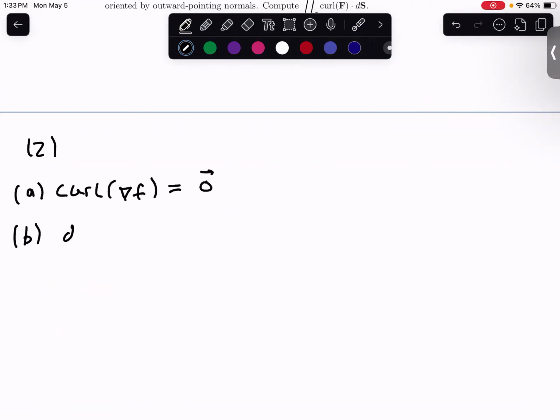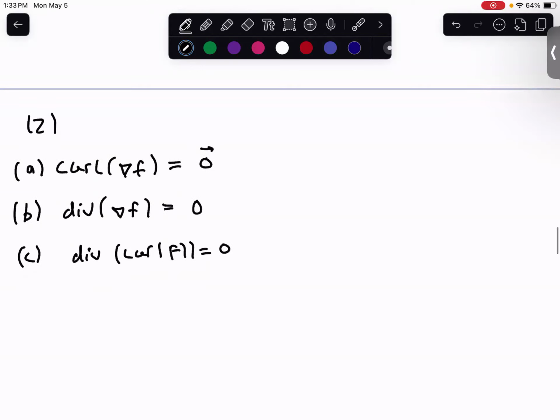For part B, it's asking you about the divergence of the gradient of f. It wants you to determine if this ends up being equal to 0. For C, we're looking at the divergence of the curl of f, and it wants you to determine whether or not it's going to be 0. And then lastly, for part D, it's asking you to find the gradient of the divergence of f, and it wants you to determine whether or not this is going to be equal to the 0 vector. So some of these we've already seen before.